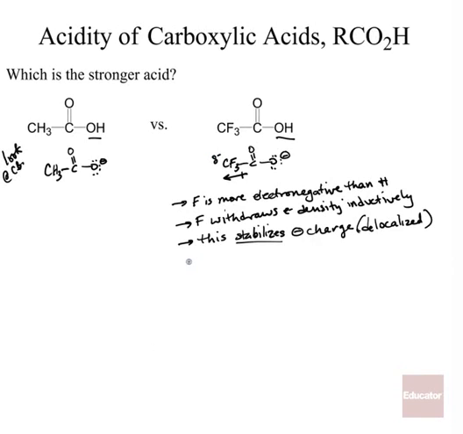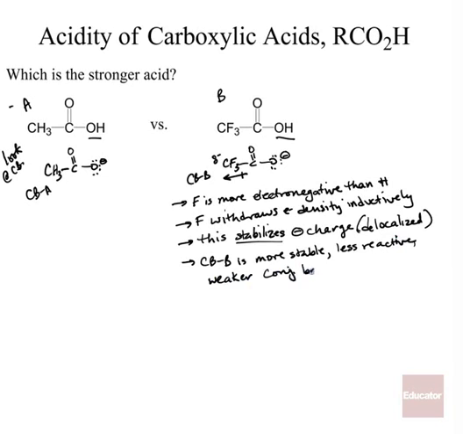Okay, so that means let's call this guy A and B. So this is conjugate base A and conjugate base B. That's always a good idea so that we can refer to things by name. So what we can say here is that conjugate base B is the more stable and therefore less reactive and therefore weaker conjugate base. It's more stable, therefore less reactive, and it's the weaker conjugate base.